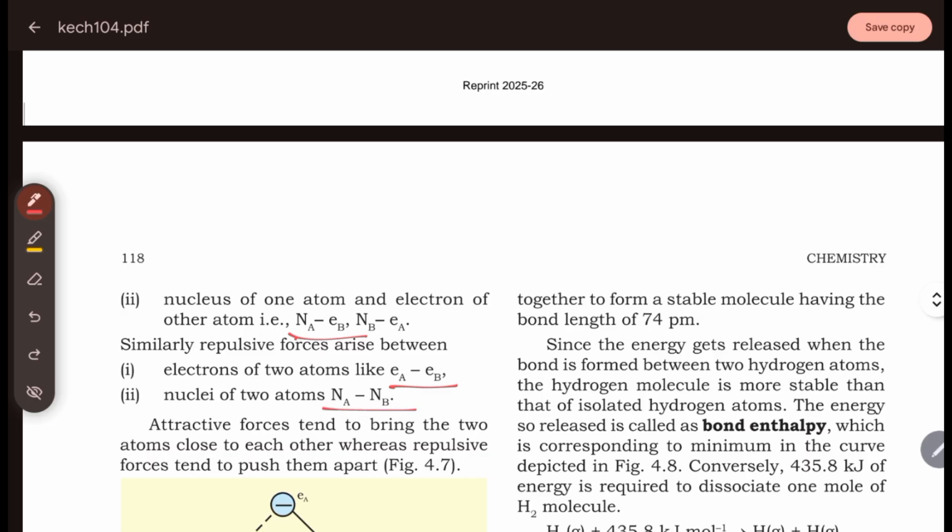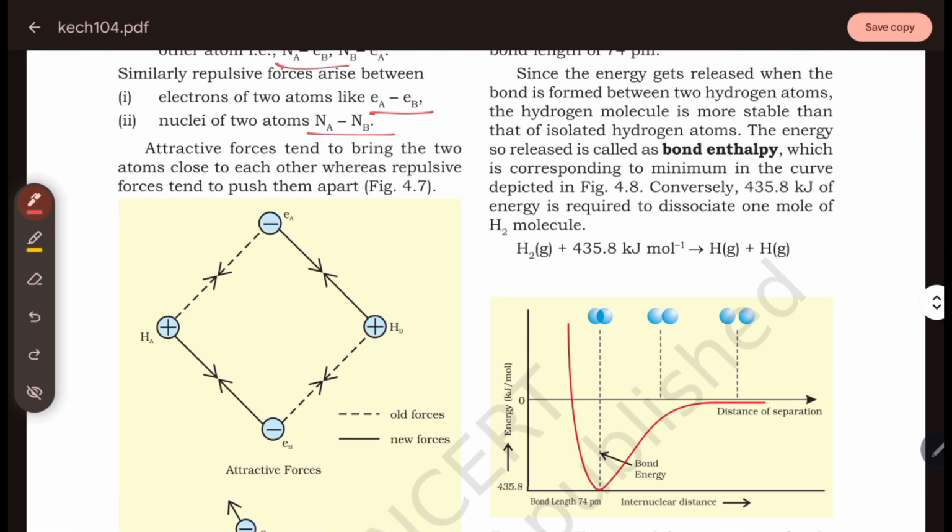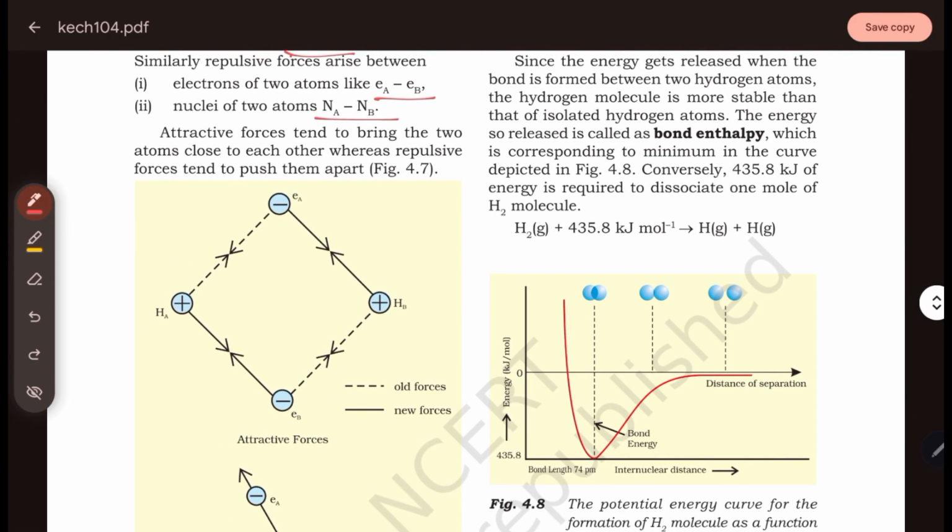In a bonding scenario, always remember the attractive interaction should be more stable than the repulsive interaction. That means energetically, on account of the attractive interaction, there should be release of energy. There should be stabilization.